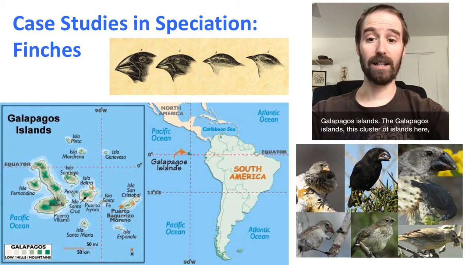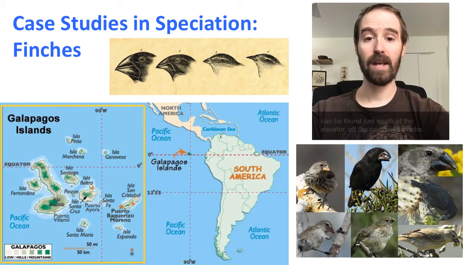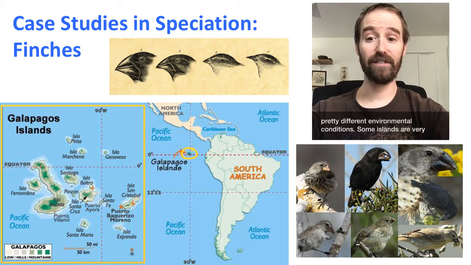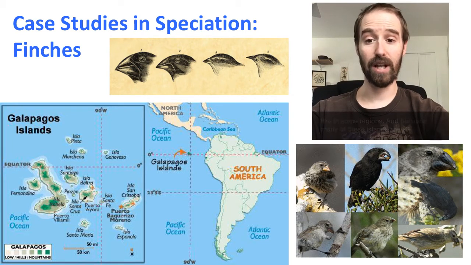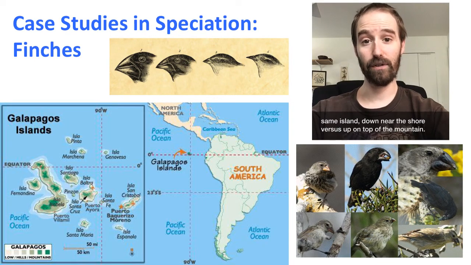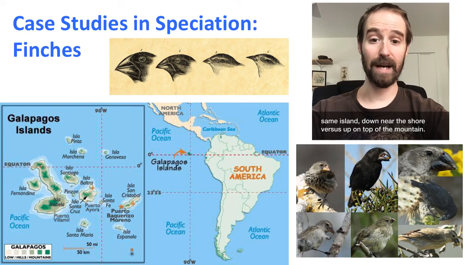The Galapagos Islands, this cluster of islands here, can be found just south of the equator off the coast of Ecuador. Although they are all relatively close together, the Galapagos Islands have pretty different environmental conditions. Some islands are very wet with lush vegetation, while other islands are drier and almost desert-like in some regions. And because many of these islands are mountainous, you sometimes find very different environments on the same island, down near the shore versus up on top of the mountain.